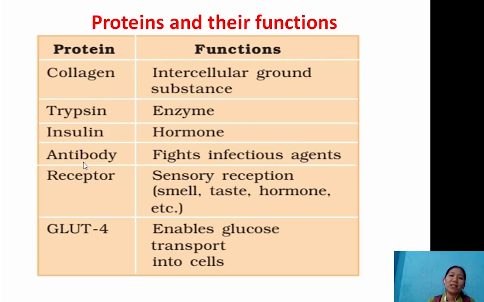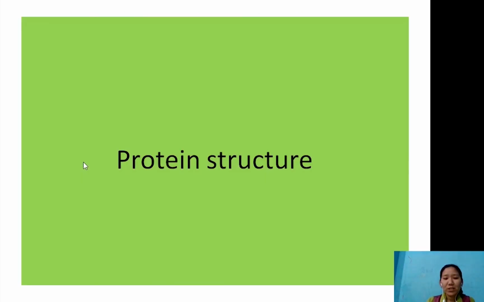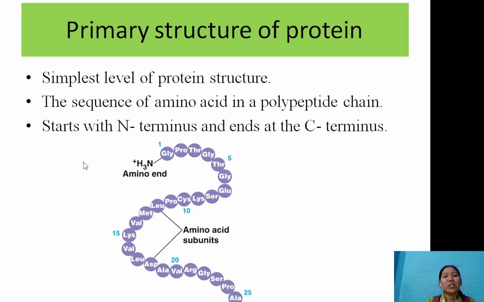So now let us look at the structure. Protein structure, the first one we can talk about is the primary structure of protein. The primary structure of protein is the very simplest level.